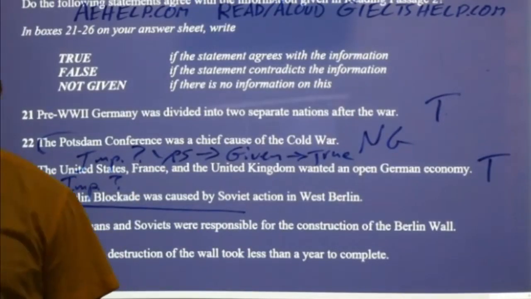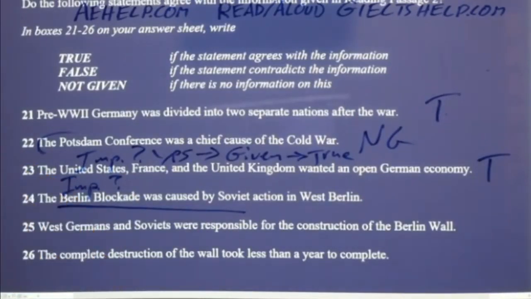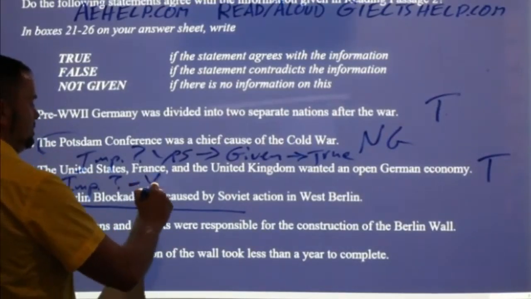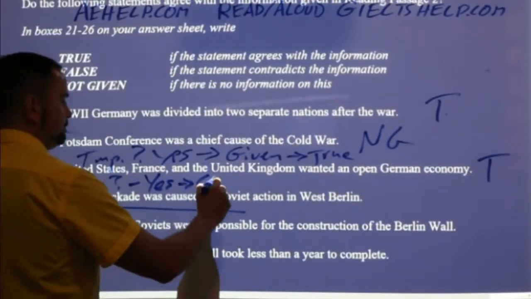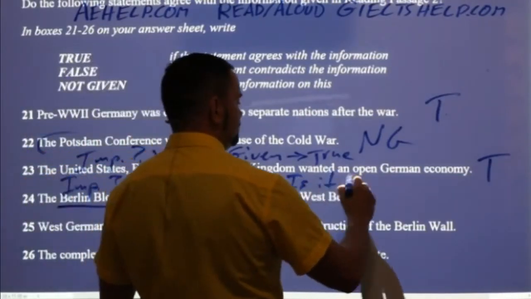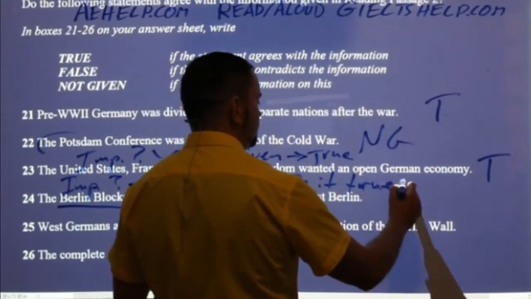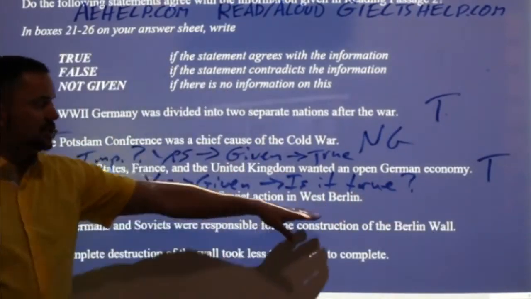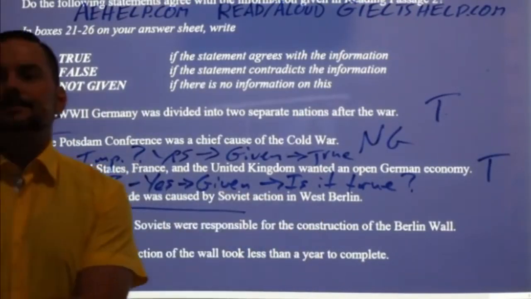Okay. Is it important? Yeah, so Amanjot Kaur says, yeah, I think that's important. So it's important, so yes. So it's given. Okay, so is it true? Is it true that the Berlin blockade was caused by Soviet action in West Berlin?